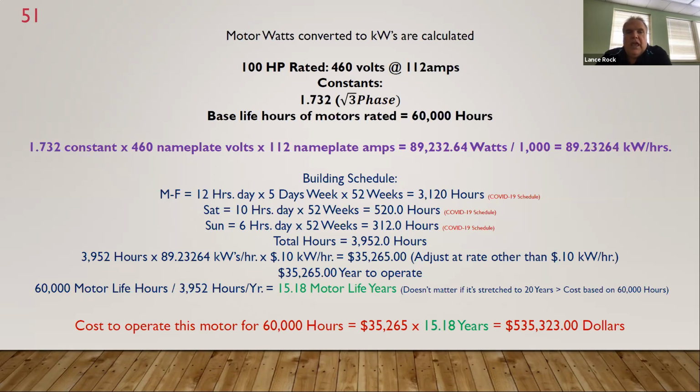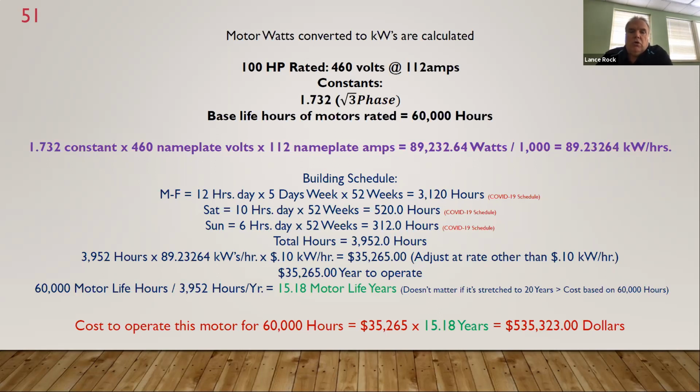You're operating at, in this example, down below the building schedule, 3,952 hours. And then I take my kilowatts per hour times, I just use 10 cents. I like using 10 cents. If you say I use 8 cents per kilowatt hour, take that number, 35,265 times 0.8. If you're at 12 cents an hour, take $35,265 times 1.2. So 10 cents is an easy number, and you adjust with your actual utility rate accordingly.